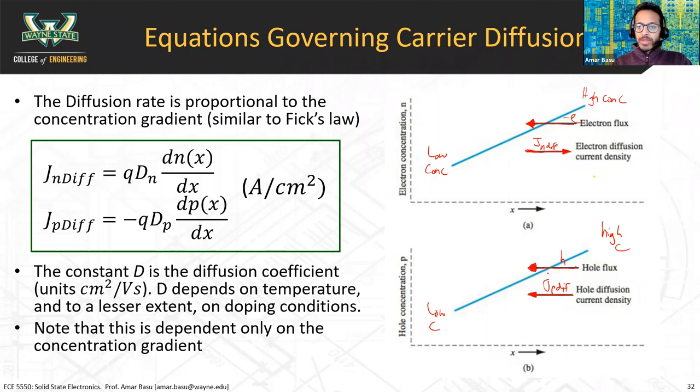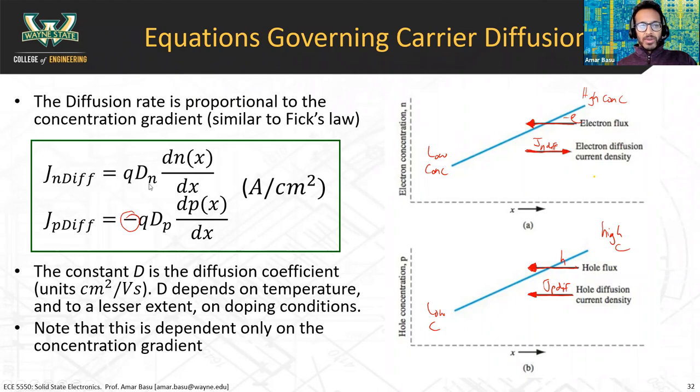All right, so we've established how electron and hole diffusion works. There's one concept of flux. Flux is the direction that the electrons or holes are moving, and the flux is always going from high concentration to low concentration. The second thing is the diffusion current density, and that depends on whether it's an electron or a hole. If it's an electron, then it's opposite the flux. If it's a hole, it's in the same direction as the flux. That is the reason why there's a negative sign in the case of the holes.